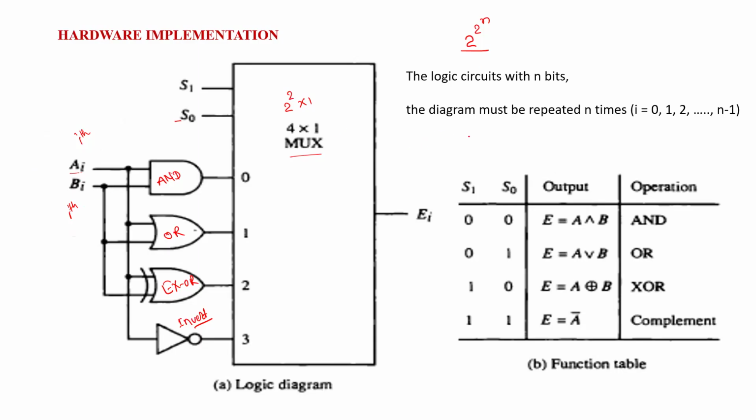So finally, for a logic circuit with n bits, this diagram must be repeated n times, starting from 0, 1, 2, and going up to n minus 1. As per the number of bits, we repeat the diagram. But only 4 logic gates will be used. The repetition of the diagram is okay, but we are not going to design new hardware for another logic operation.